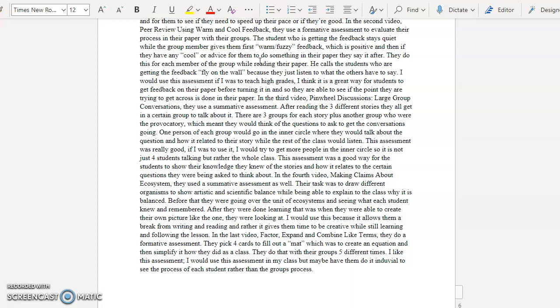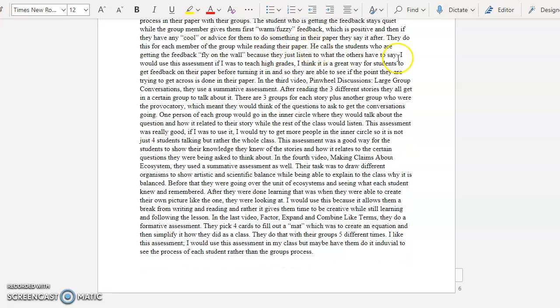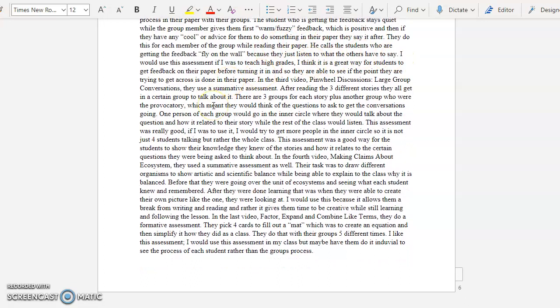They do this for each group member, and then they call the person who's getting the feedback the fly on the wall, because they're just listening to what others have to say and taking in all the advice, and then at the end they're able to fix it if they want to or not. I would also really use this by having them share their essays or anything before turning it in, just because it's never bad to get feedback. Instead, it could improve their paperwork no matter what.